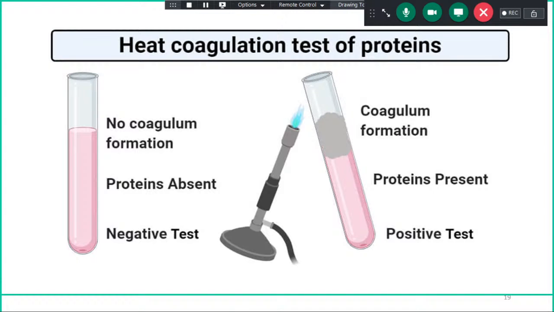If it remains, then that means protein is present in the sample. So this is a picture showing the heat coagulation test. The urine seen here is slightly pinkish, which is not the normal color. This is the only picture that I got. In the second tube you can see the test is positive, because a white coagulum or precipitate is present in the upper part of the test tube.